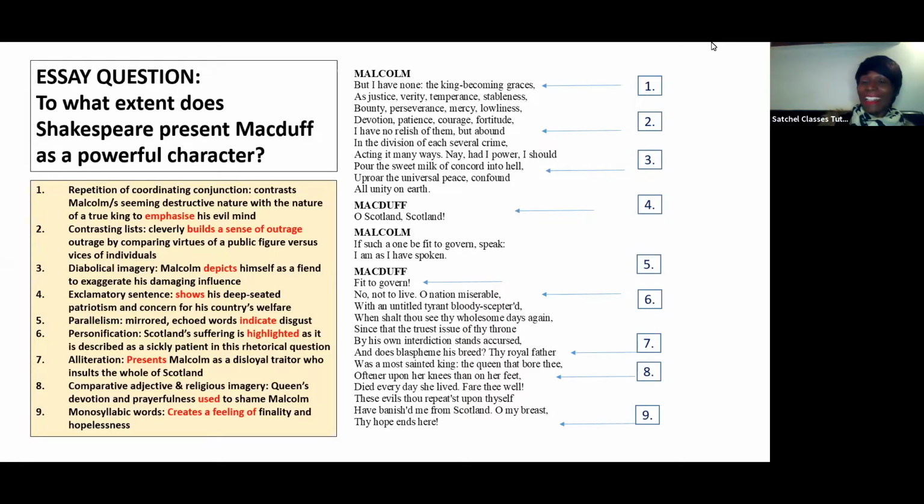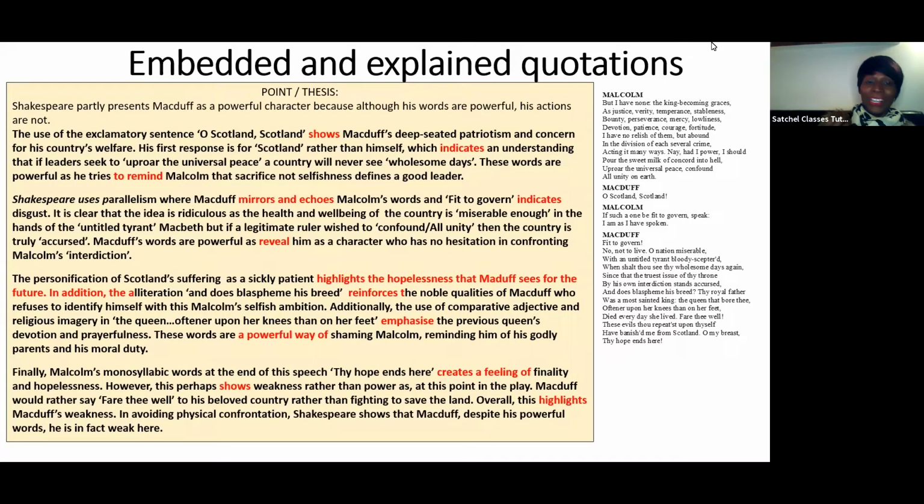He's running away again. He says these evils have banished him from Scotland. He's running away again. So he's going to run away from England now. Where's he going to? So we can see that although he's powerful in his words, he's not powerful in his actions. Right, so what would our response look like? It would look something like this.